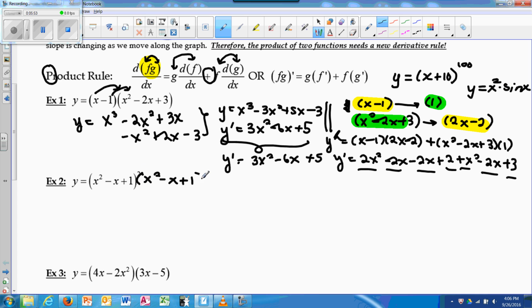Okay, so for example 2, I know that the square really means that I'm multiplying the term times itself. So the first one has a derivative of 2x minus 1. The second one has a derivative of 2x minus 1 also. Remember that technically I'm still swapping them up.